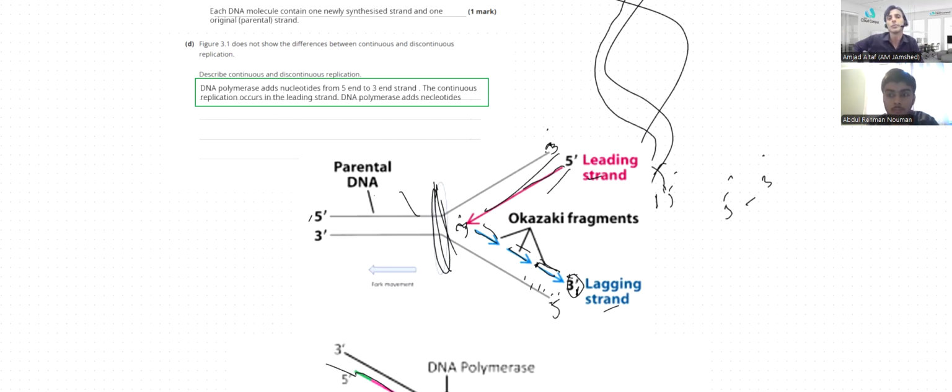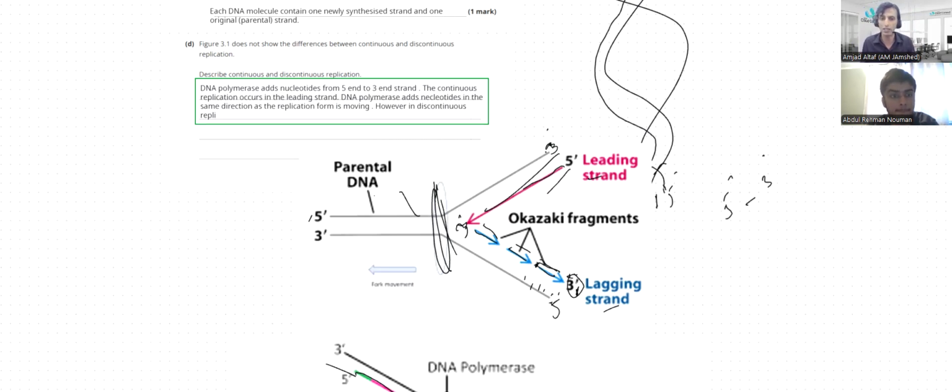And now you can talk about discontinuous replication, like the lagging strand, where DNA polymerase adds nucleotides in the opposite direction to the replication fork. And what's the consequence of this? If the nucleotides are added in the opposite direction, what's the result? There will be the formation of short fragments. That's what we call Okazaki fragments, right?